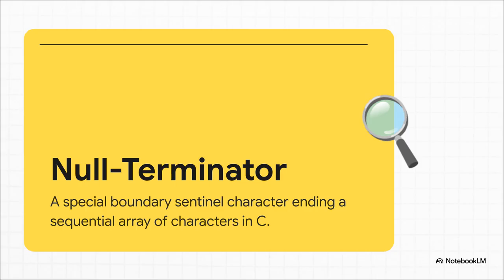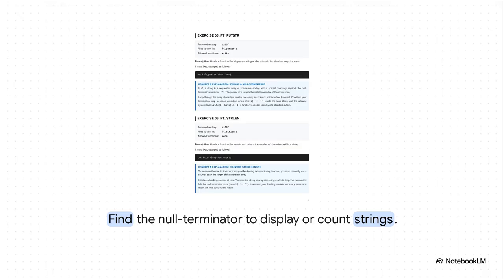But because memory is continuous, C needs a way to know exactly where your specific word ends and where random garbage memory begins. Enter the null terminator, represented by a \0. Think of this as a special boundary sentinel. Without it, your program will literally just keep reading memory blindly until it crashes. And that concept is the key to passing exercises 05 and 06.